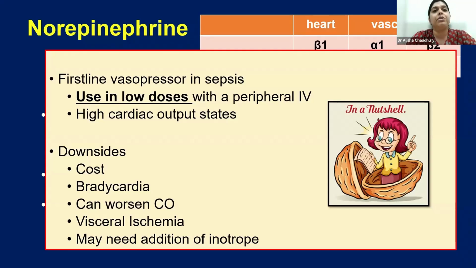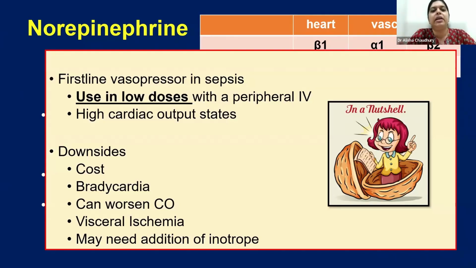It can worsen cardiac output because it has more of alpha 1 action and less beta 1. So with increasing alpha 1 action, there is so much vasoconstriction that the heart also has to pump against a very high pressure.